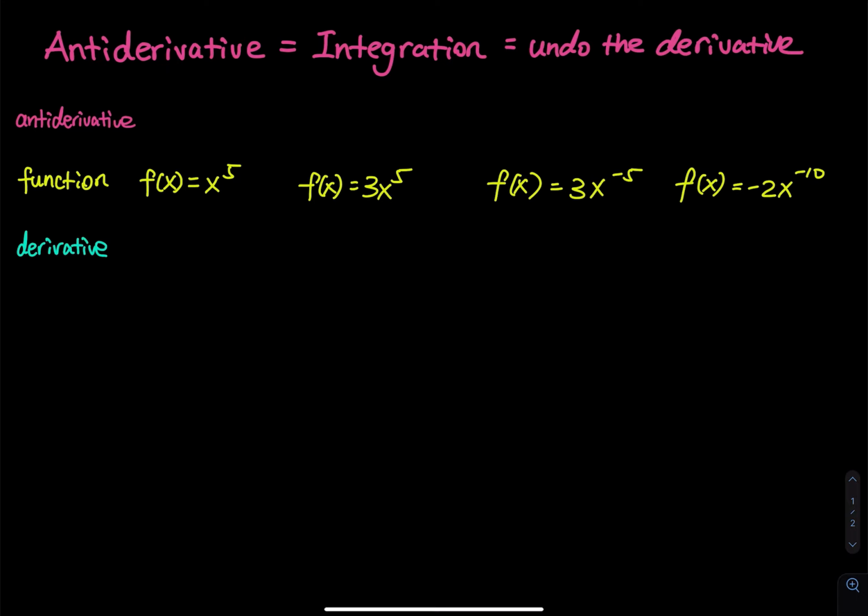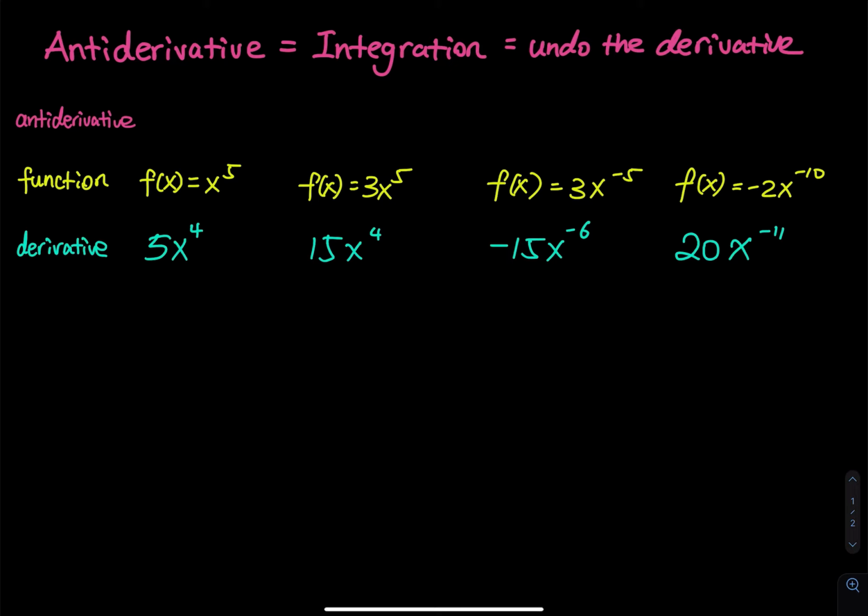F of x equals x to the fifth, 3x to the fifth, 3x to the negative 5, and negative 2 times x to the negative 10. So let's review derivative. How do you find the derivative of x to the fifth? You bring the 5 down, and then x to the 5 minus 1. For the next problem, you bring the 5 down, so that equals 15, and then x to the 5 minus 1. Bring the negative 5 down, you have negative 15, and negative 5 minus 1 is negative 6. Bring the negative 10 down, you have 20, and then x to the negative 10 minus 1 is negative 11. All right, how about antiderivative?